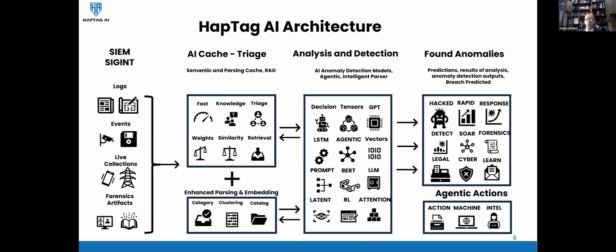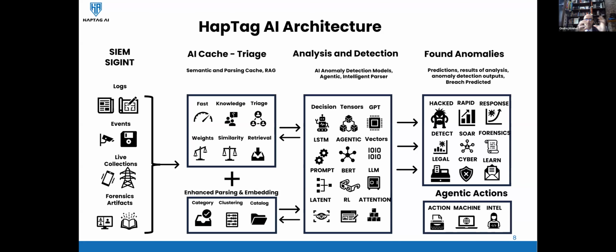How does the infrastructure look? We take the signals: logs, events, live collection, forensic artifacts. We pass them through the AI triage and AI cache. We're building this knowledge to optimize the speed of detection and understanding what these events are with our own embedding and own tokenization. We reinforce with more advanced parsing, which may be needed when the unstructured layout of the data needs more interpretation. Then we apply multiple models.